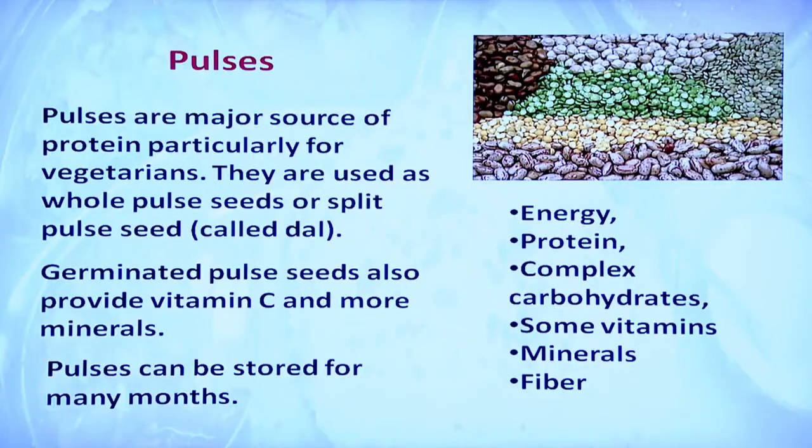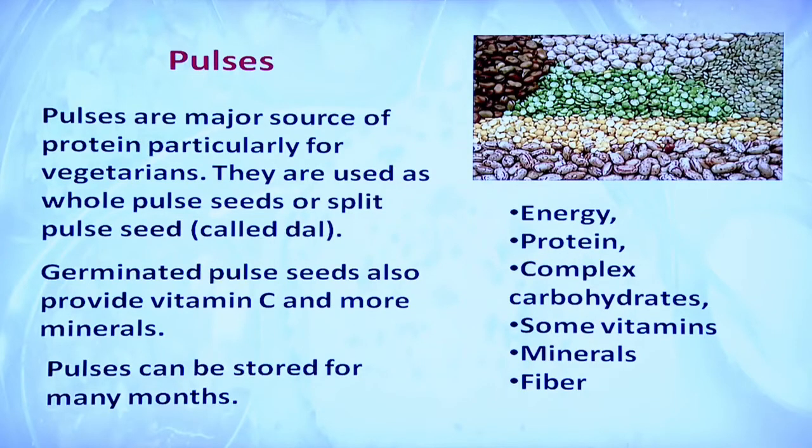Both of them belong to the leguminosae family, but legumes include the pulses as well as the seeds which provide oil, like soya bean and groundnut. Pulses are in general 11 types, but legumes include the pulses as well as the oil seeds. Pulses are a major source of protein, particularly for vegetarians.